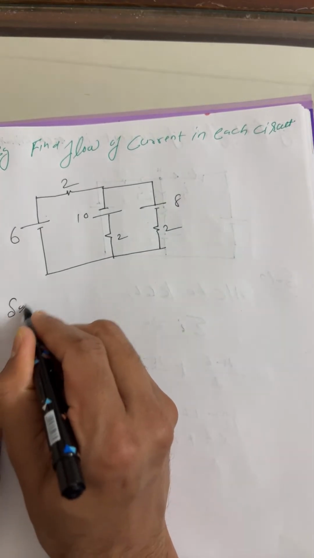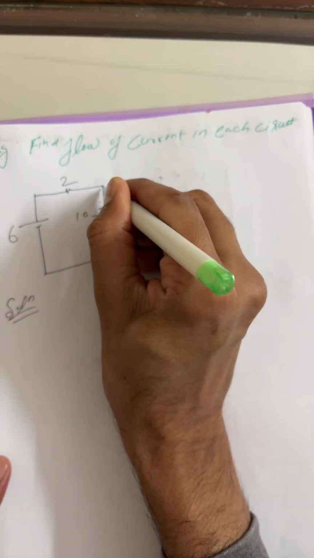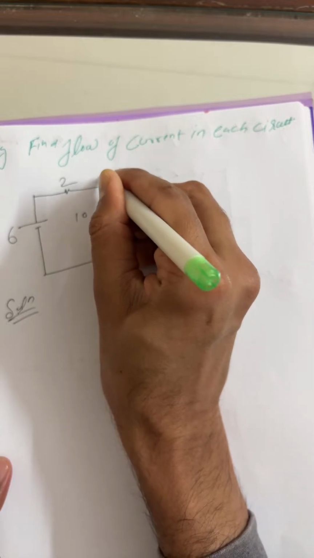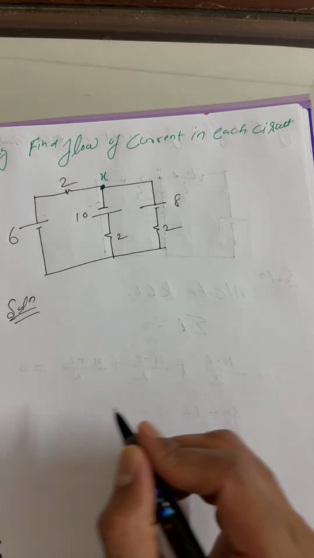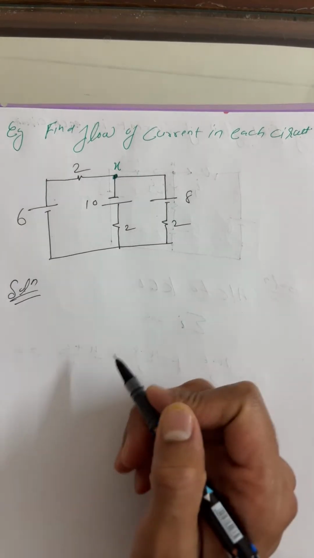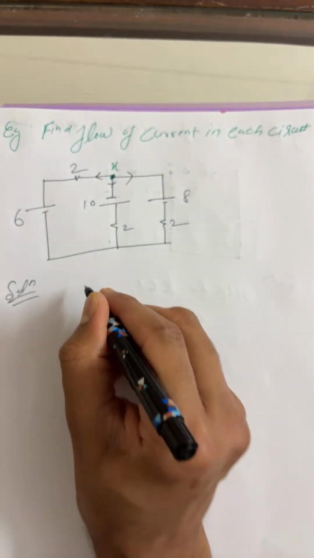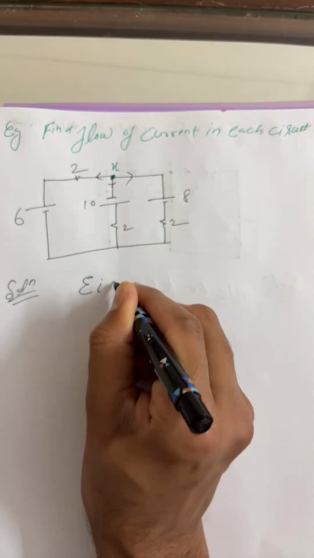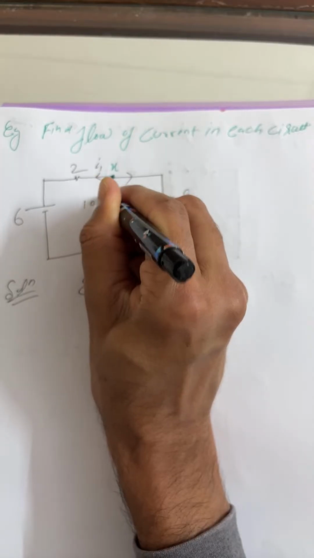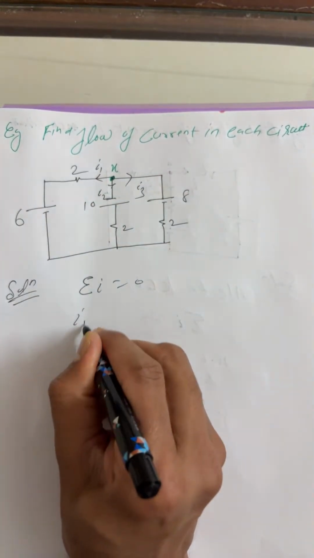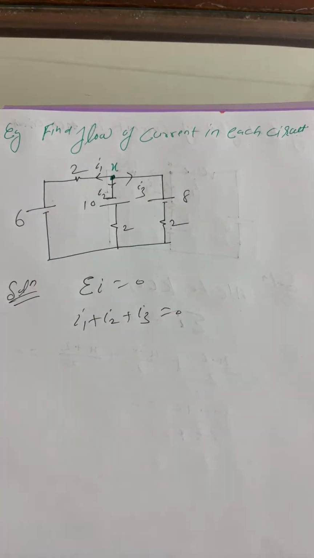So students, according to KCL, what is the first thing you should keep in mind? You have to first consider the junction point, which is X only. Say this is I1, I2, I3. According to KCL, the summation of current equals 0. I1 plus I2 plus I3 equals 0.